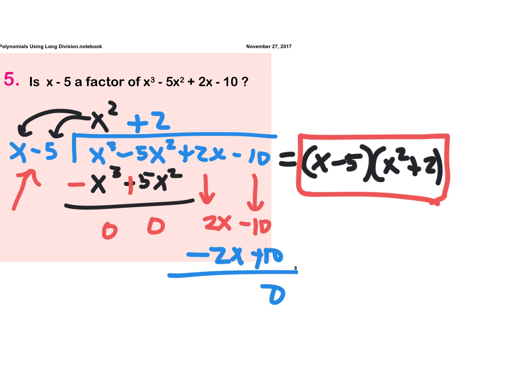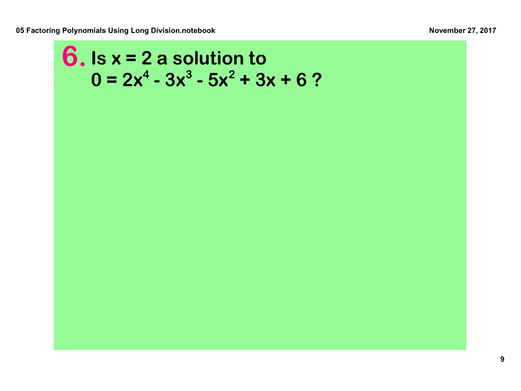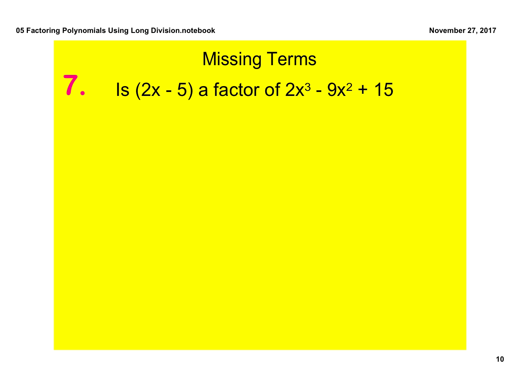Okay. Now, I will warn you, there's one kind that gets weird, and it's not this green one. It's this yellow page. This one gets weird. Let's do it together, and then when it gets weird, I'll show you what to do.